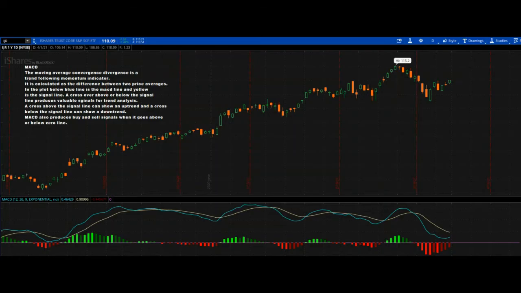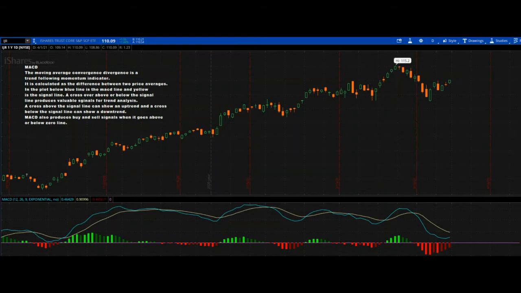In this 1 year daily chart of IJR, I have plotted MACD, moving average convergence divergence indicator, on the bottom of the price chart right here. The moving average convergence divergence is a trend following momentum indicator.